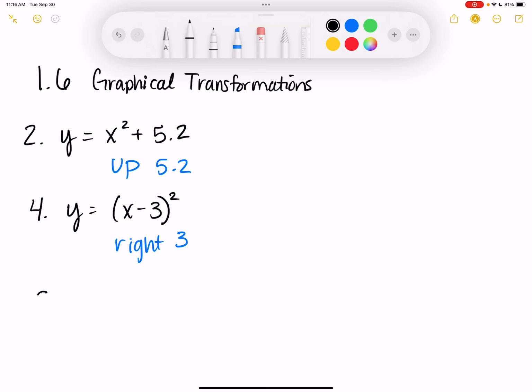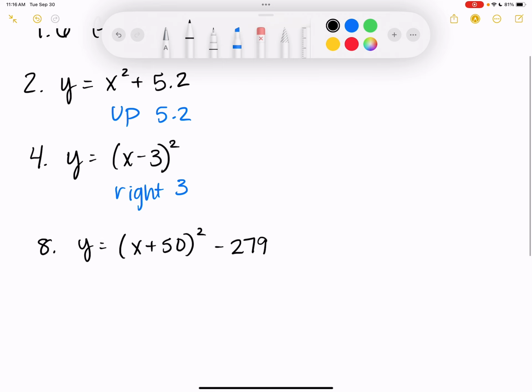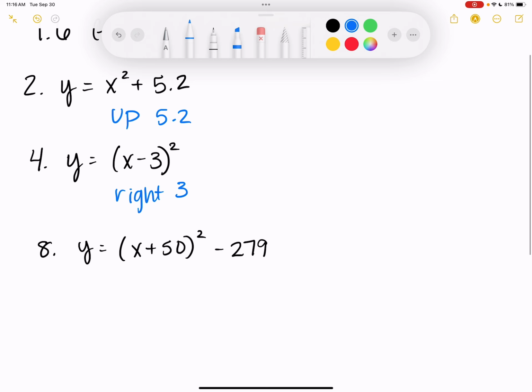All right, 8. Y equals, in parentheses, x plus 50 squared, and then minus 279. So it's going left 50 and down 279. Good job. Yep, left 50, down 279.